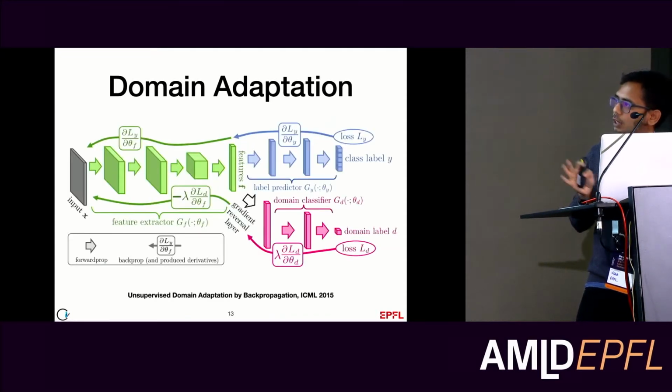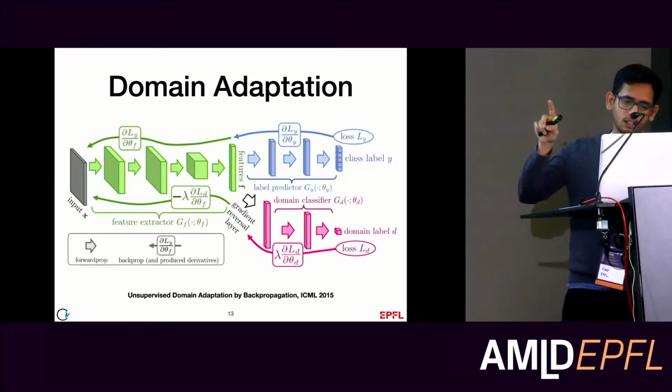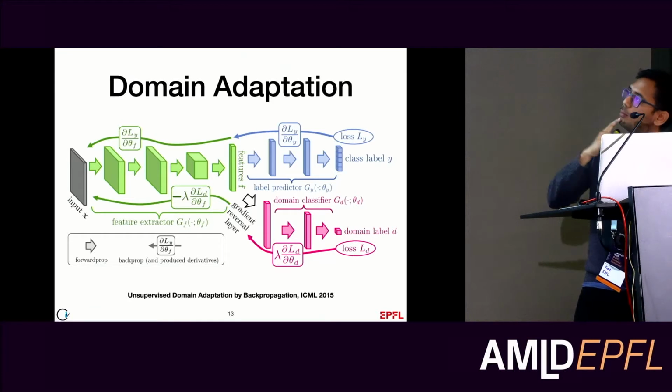And one of the methods which we used was adversarial learning. So not going into much detail, you have three different colored components, green, purple, and the pink.